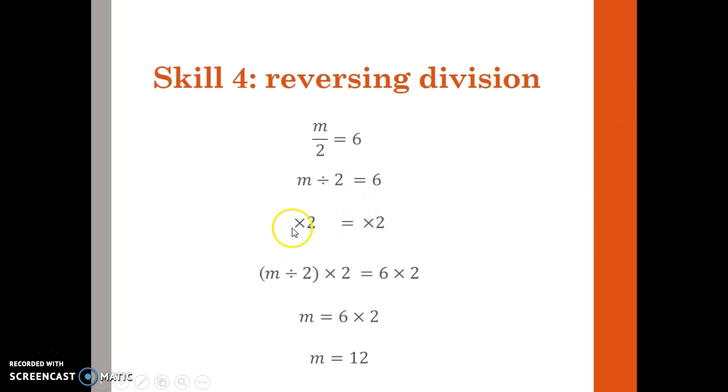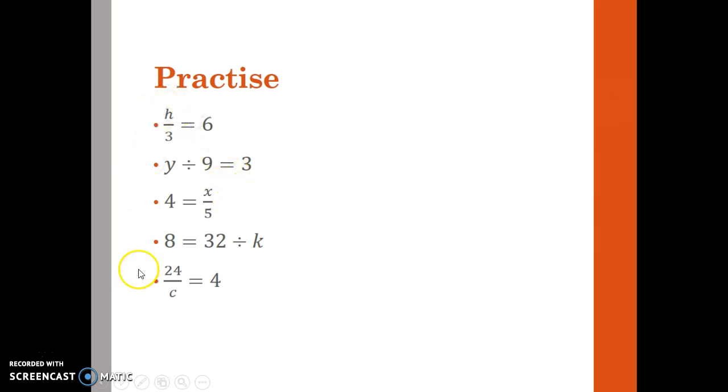So the times by 2 will cancel the divided by 2, and you're left with the m. And on the right side, you're left with 6 times 2. Work out what 6 times 2, you get 12. So m, that missing value, m, is equal to 12. Practice these ones. See how you go.